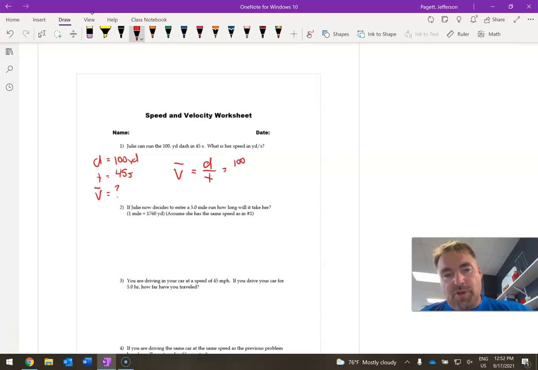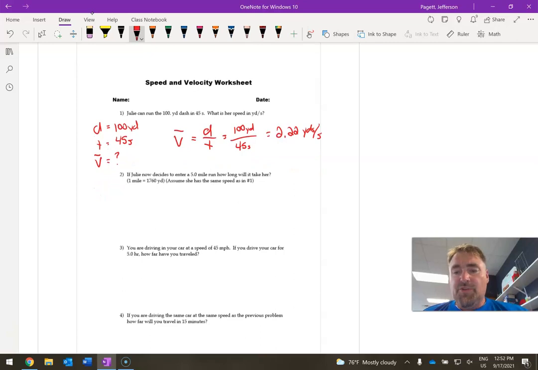So we go 100 yards and divide that by 45 seconds. And you end up getting like 2.22 yards per second. Now, normally in here, we will always live in meters. You heard me say this before in Unit 1. We like to live in an MKS world. But for this, as long as our units are consistent, we did 100 yards divided by 45 seconds, so our units will be yards per second.